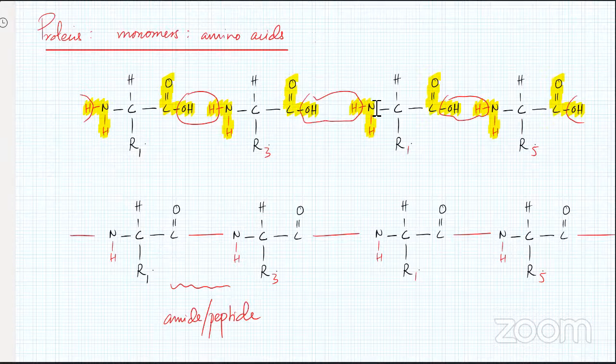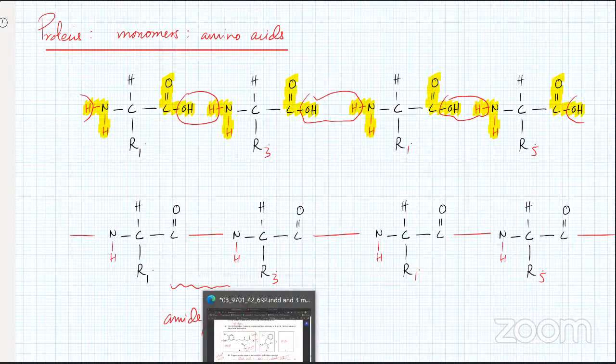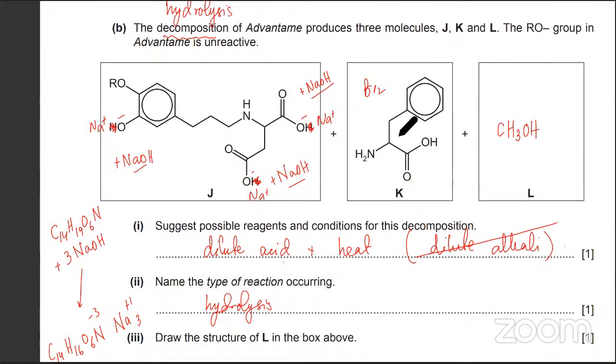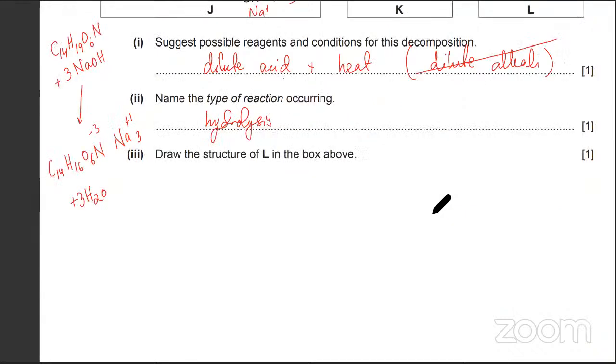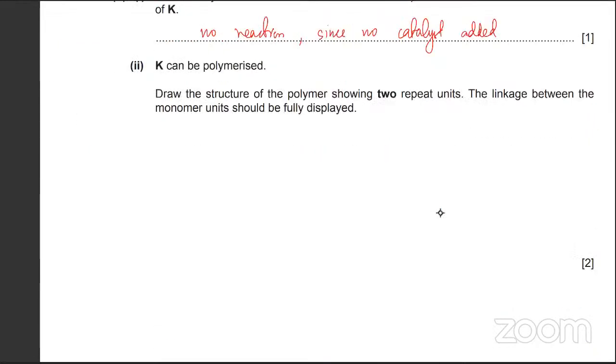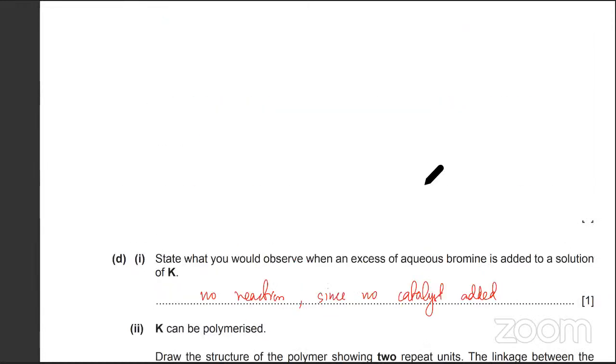The C double bond O would join up with NH. This C double bond O would join up with NH. It's exactly the same as an amide link getting formed, but there are lots of amides getting formed in this case. So what is going to happen in this case? You've got two carbon atoms written in that CH2, and then this is C6H5. So let me just quickly double check.